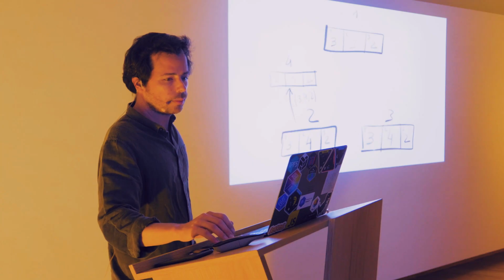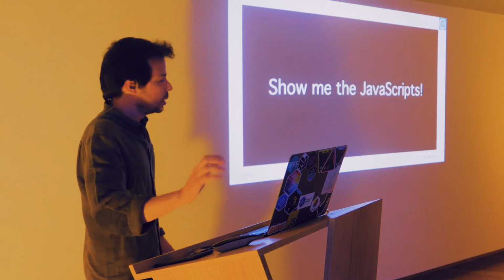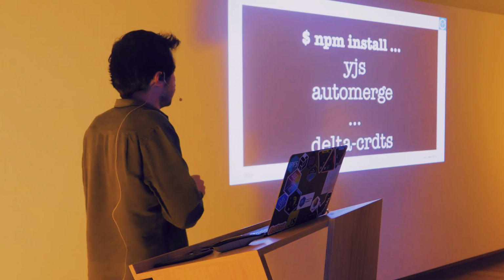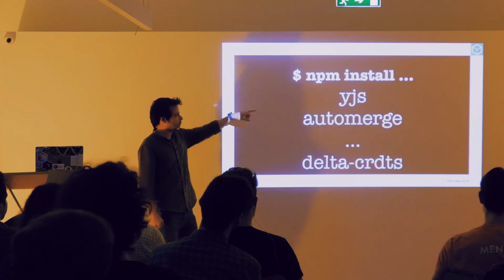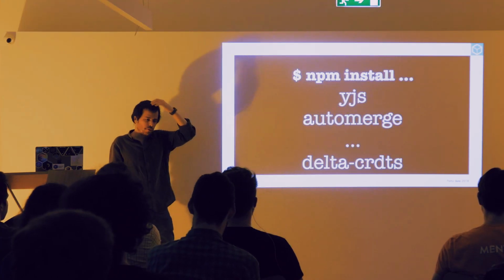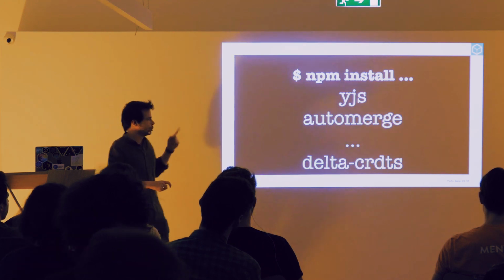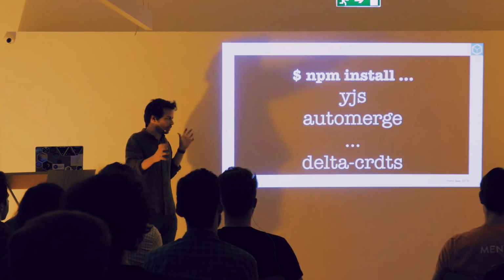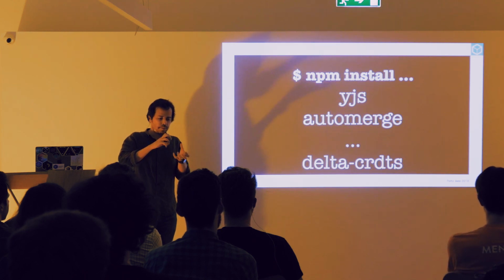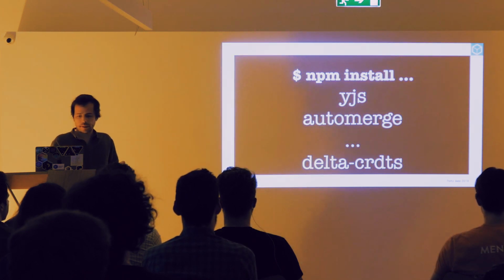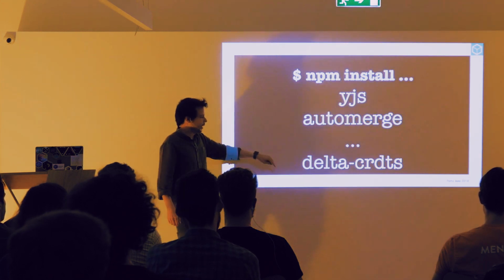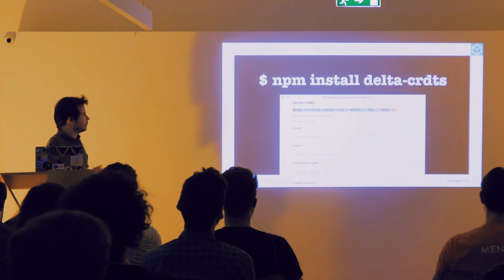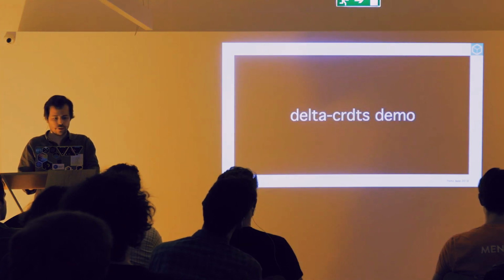Cool, so let's see some JavaScript. So npm install. There's a bunch of libraries that do CRDTs. One of them is YJS. I've used it before. It implements arrays and maps. There's Automerge, which is really cool. It's an operation-based CRDT that does JSON documents. So you can have arbitrary JSON documents, and they do their best to keep the user data, which is really cool. There's a bunch of them. And then there is a new one I would like to talk to you about, which is called Delta CRDTs. So npm install delta-crdts, and let's try and do a quick demo.